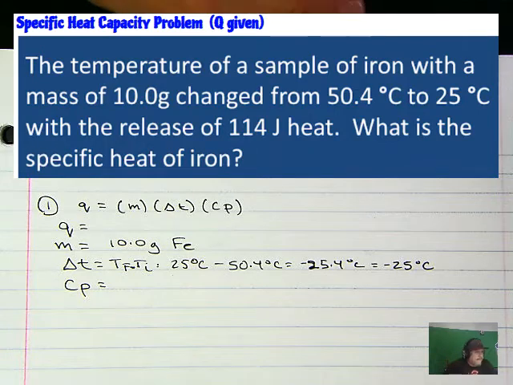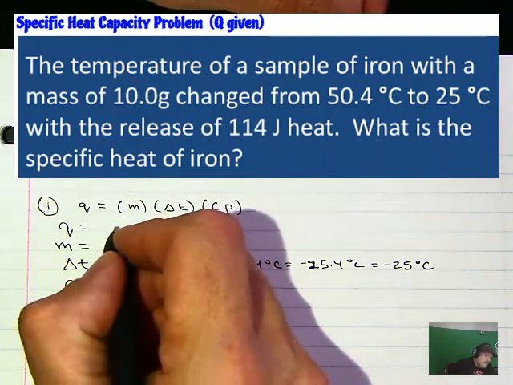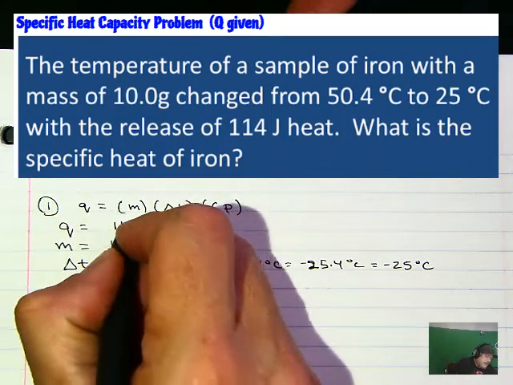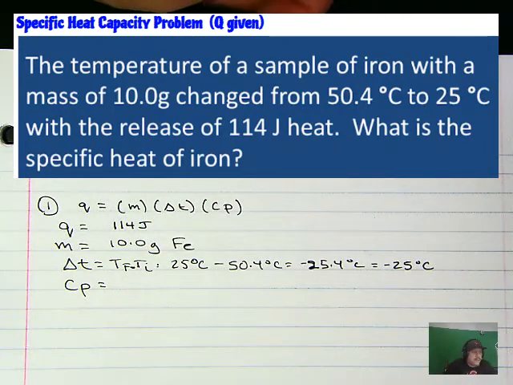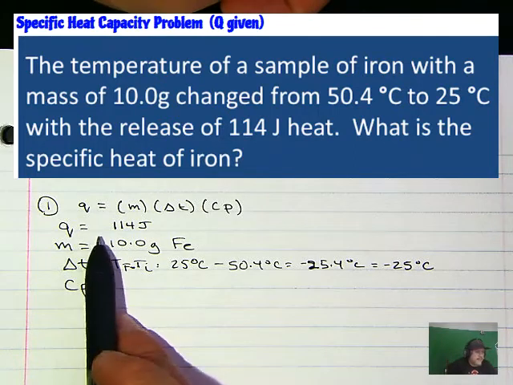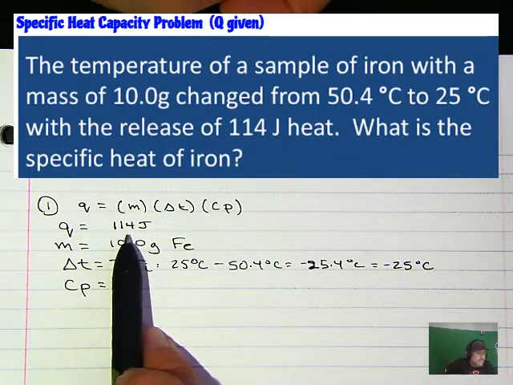Okay? And then it says with the release of 114 joules of heat. That is the energy value. That's Q. I'm going to write 114 joules here, but then I have to remind you, when Q is given, it's always listed as a positive value. The wording around it is what determines how you're going to list it right here where I just did. I just wrote the number.